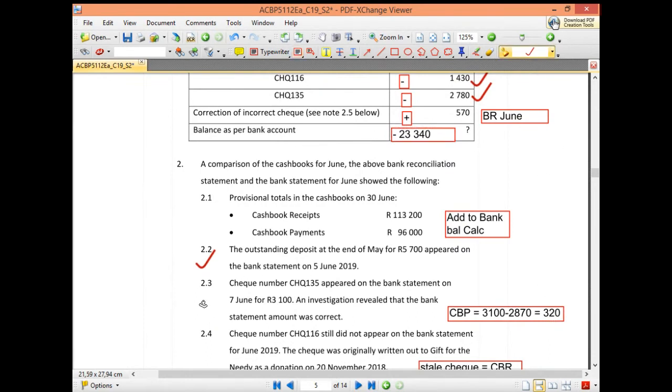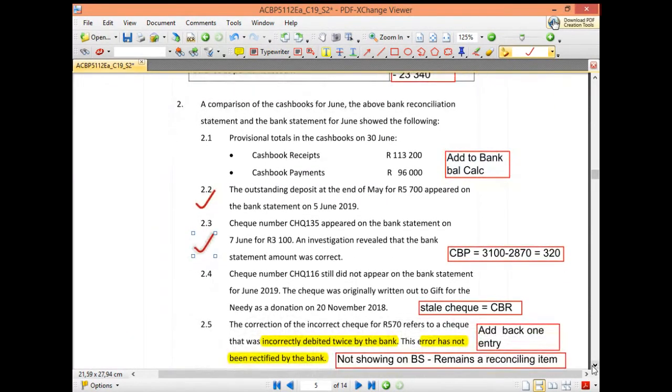Okay, and then once you've done that entry, you can tick it off. I'm just going to read the next one, and then we're going to deal with 2 or 3 entries at a time just to make it a little bit faster. Then 2.4, check 116 still did not appear on the bank statement for June. The check was initially written out to give for the needy as a donation on 20 November. Okay, if they give you a date like this, little flags need to go off that it is potentially stale.